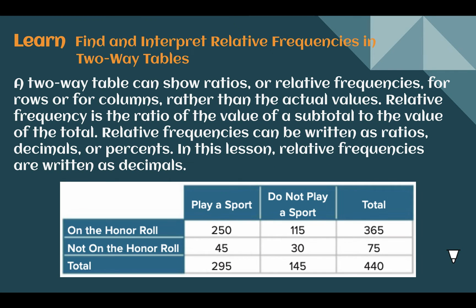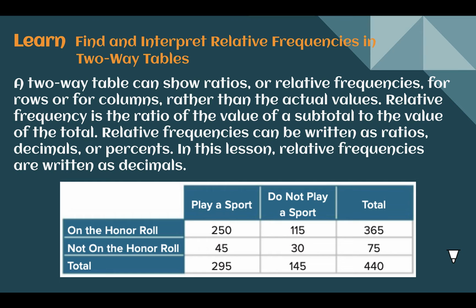Let's learn. Find and interpret relative frequencies in two-way tables. In the last two-way tables that we've seen, our boxes showed the frequency, or how many times each thing showed up. Sometimes a two-way table can show ratios, or what are called relative frequencies, for the rows or for the columns rather than the actual values. Relative frequency is just the value of the subtotal compared to the value of the total.